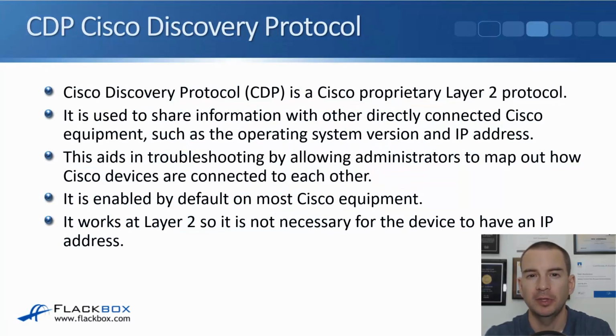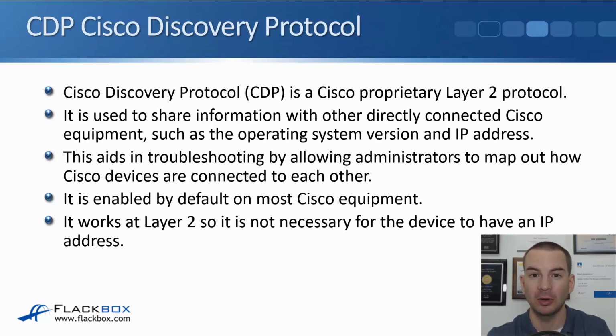In this lecture, you'll learn about Cisco Discovery Protocol, CDP, and the Link Layer Discovery Protocol, LLDP. They're both very similar protocols. CDP, Cisco Discovery Protocol, is a Cisco proprietary Layer 2 protocol, and it's used to share information with other directly connected Cisco equipment, such as the operating system and the IP address. That information will be shared between connected devices.